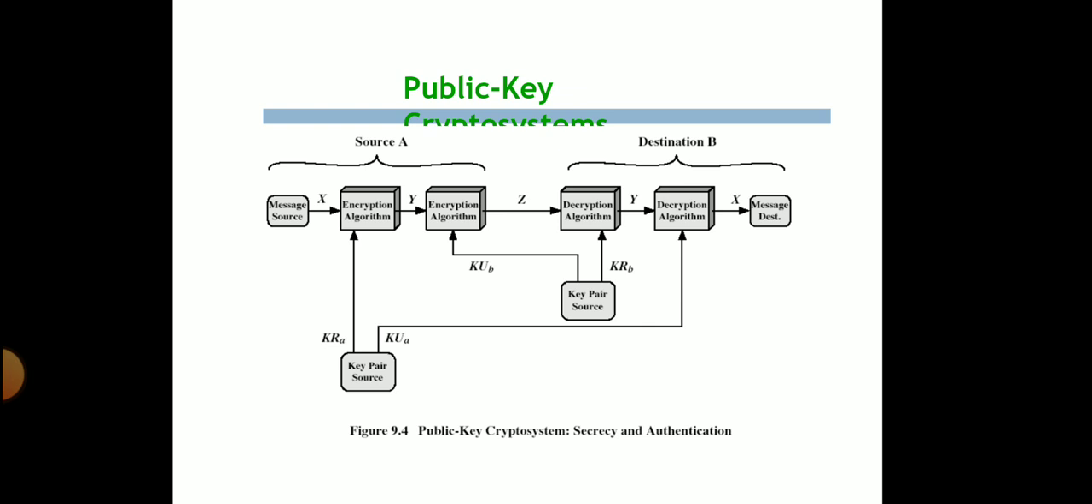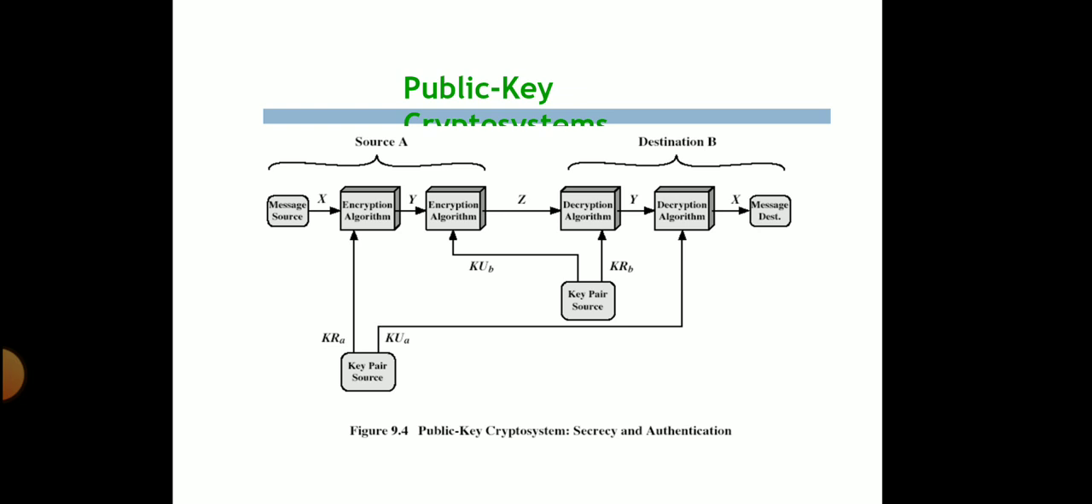That cipher is once again encrypted by using KUB. KUB means the public key of B. It is encrypted by using the public key of the receiver. Then we will get the value Z. This Z is again decrypted to generate Y. So we are encrypting by using KUB, the public key of B, so for decryption you have to use the private key of B. So on the decryption side you use KRB, the private key of B, so that you will get Y.